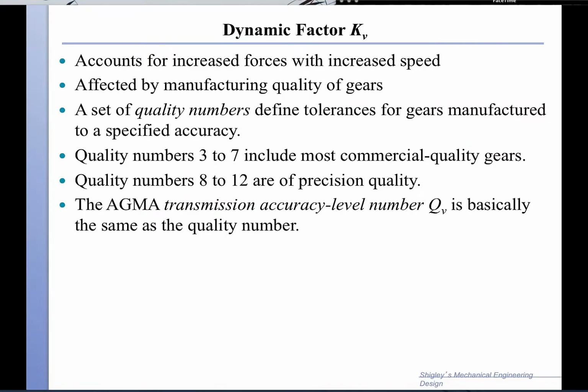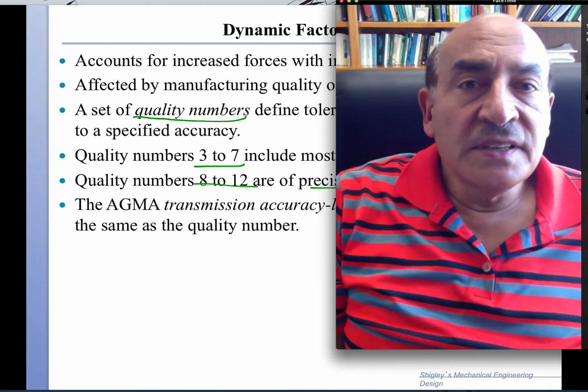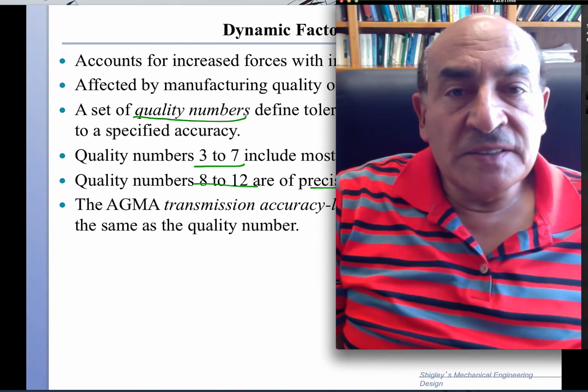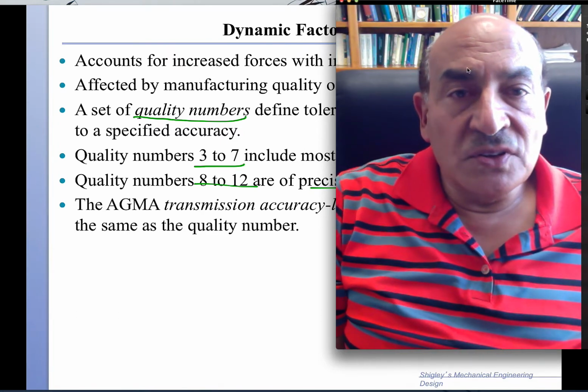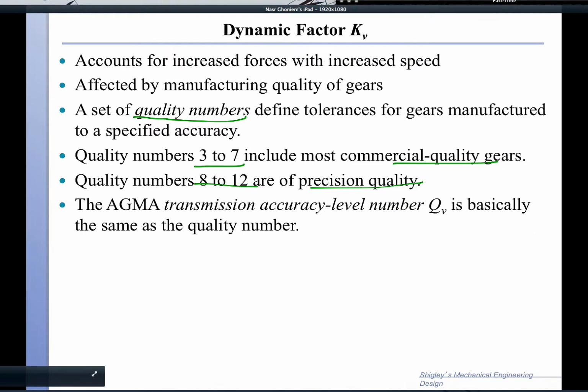The dynamic factor depends on what is known as a quality number, and the quality number for the gear from 3 to 7 is commercial quality. From 8 to 12 is precision, very high precision. So that can add to the cost, of course. And then when we do the selection for the gear, we have to consider the cost as also a factor in the design, and that comes in here in the quality factor Q sub V.